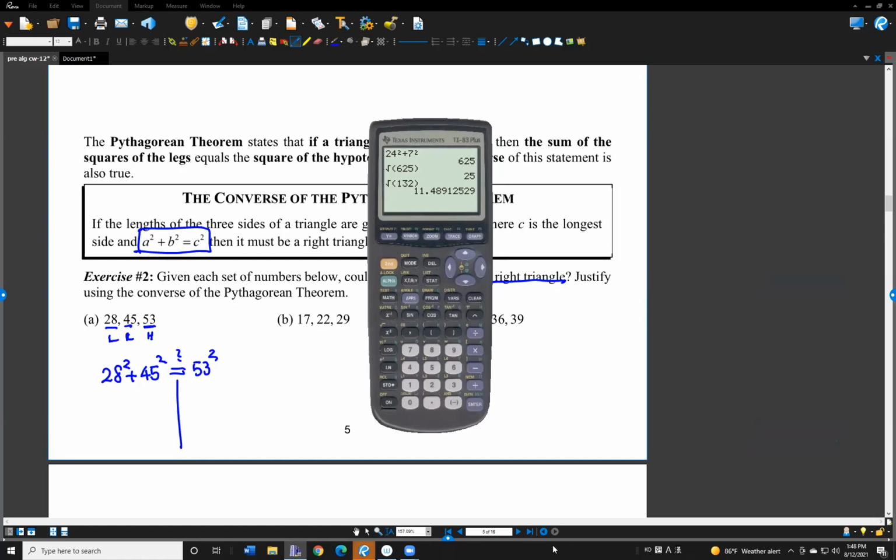You guys can see the right calculator, right? Let me see. Yeah, you can see the calculator.